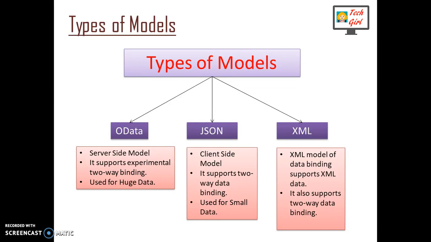Now moving forward to XML. XML model of data binding supports XML data. So this is also a two-way data binding. So all the three models are two-way data binding, and the difference between OData and JSON is that OData is server side and JSON is client side.